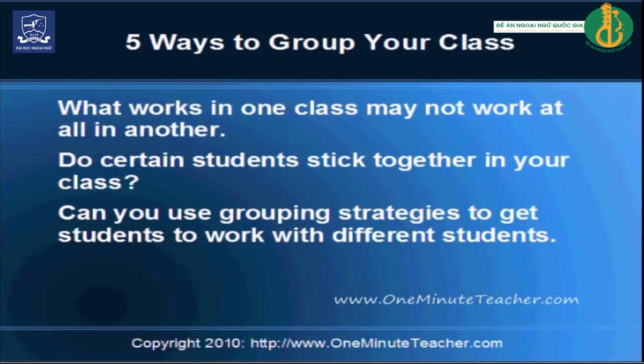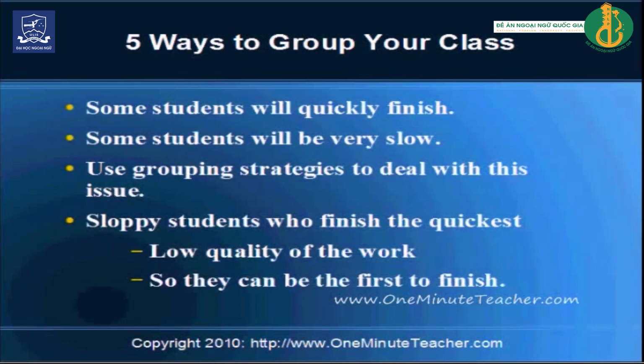Each class you have is different, and you have to be aware that what might work in one class may not work at all in another. Do certain students stick together in your class? Can you use grouping strategies to get the students to work with different students? I have also found that some students will finish a task very quickly and others will be very slow. How can grouping strategies work here to cope with this issue? Typically, I find that the students who finish the quickest are sometimes the sloppiest. The quality of the work is disregarded, so they can be the first to finish.